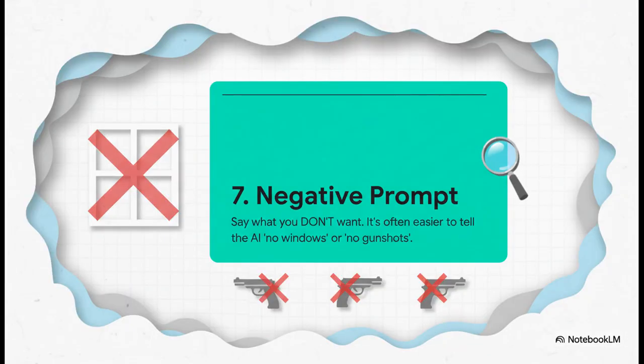And finally, our last power move is the negative prompt. Sometimes the easiest way to get what you want is to just say what you don't want. Need a room without any windows? Just tell it, no windows. Want a silent tense scene? Say, no gunshots. It's so simple, but it's a total game changer.